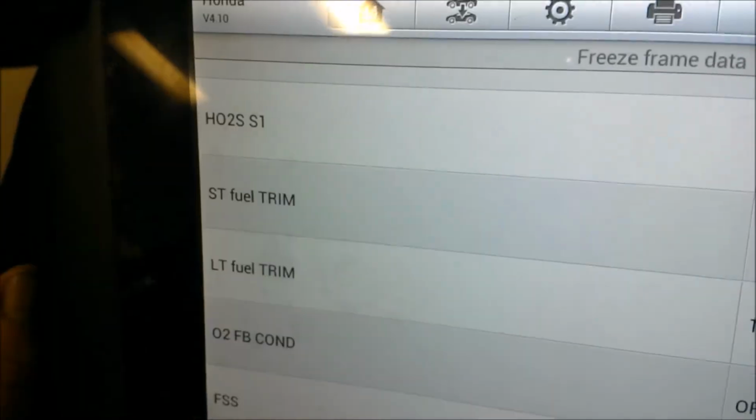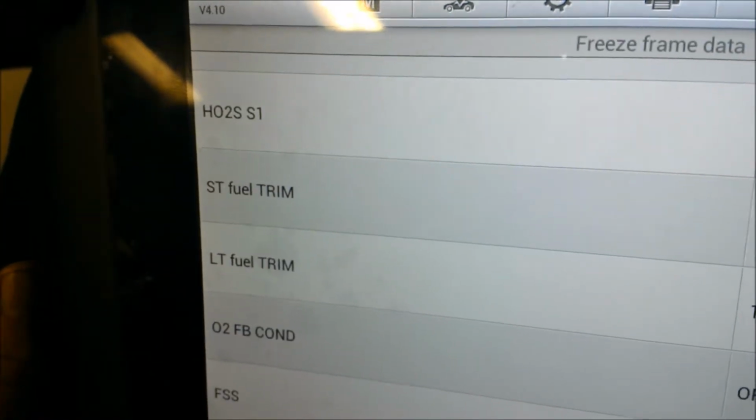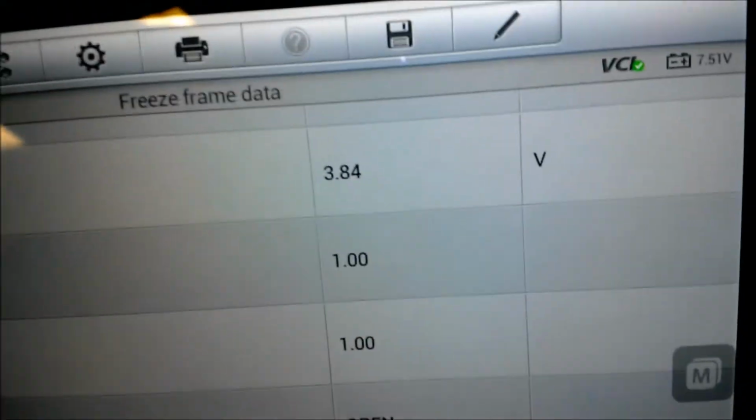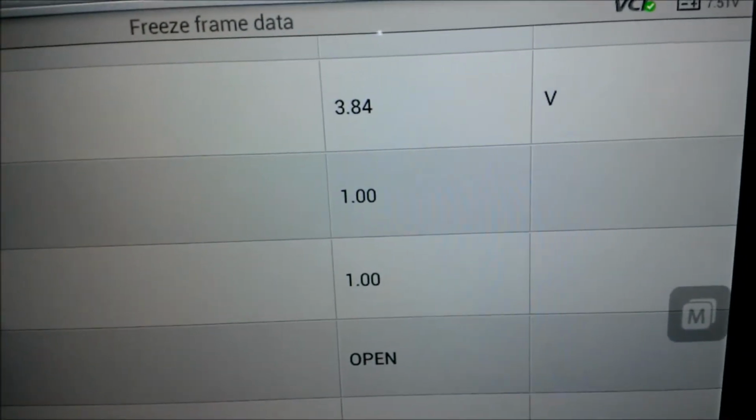But yeah, what the fuel trim means is the computer is either adding or taking away fuel to help the engine run better. And right here, it's adding 1.00 fuel when this trouble code came up.